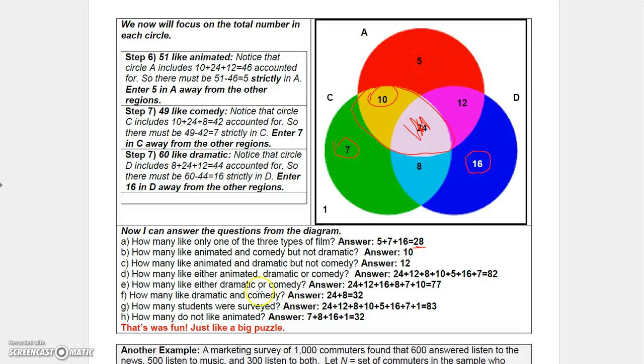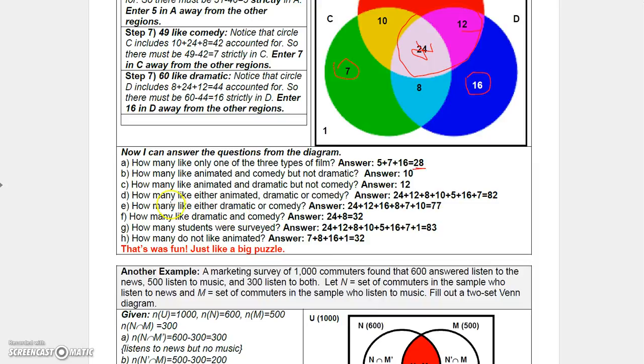And then how many like animated and drama but not comedy? Well, let's get rid of, let's see here. Animated and drama but not comedy. So animated and drama would be here, but we got to toss out the comedy, which would be these guys. So that's going to give me 12.